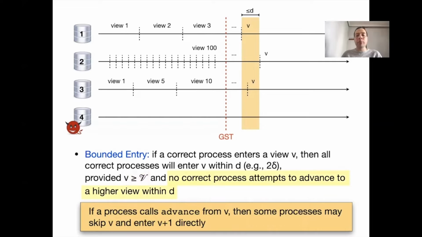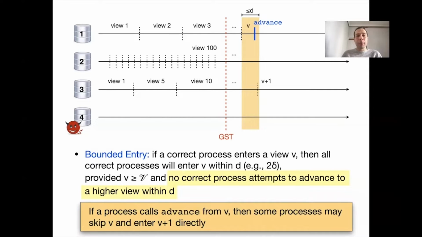Then there is the other requirement. It says that no correct process attempts to advance to a higher view within D. Let me explain this in a bit more detail. Imagine process 1 enters view V. And now we'd like all correct processes to enter the same view V within this interval D. But now imagine that process 1 is impatient, and before the interval D ends, it calls advance, thereby asking to switch to the next view V plus 1. In synchronizer implementations, this may lead another process, say process 3, to enter V plus 1 directly and skip view V. And so for this reason, we require that no correct process attempts to advance to a higher view within this interval D.